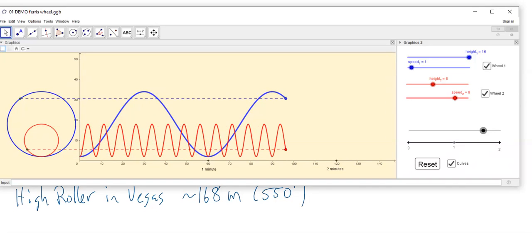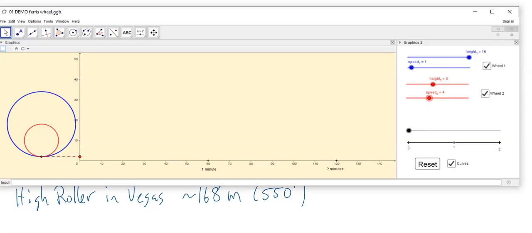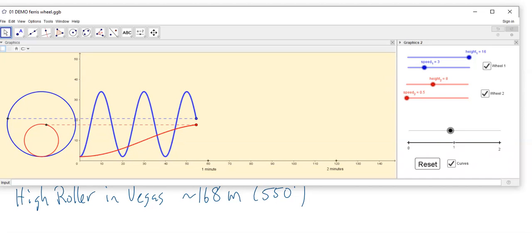And I could switch these, so I could make this one down to a half, and I'll make this one, I don't know, 3. So if it's at a half, what does that mean? That means after a minute, it's only done half a revolution. The other one, the big one, has done 3. And then in the second minute, it completes the 1 revolution.